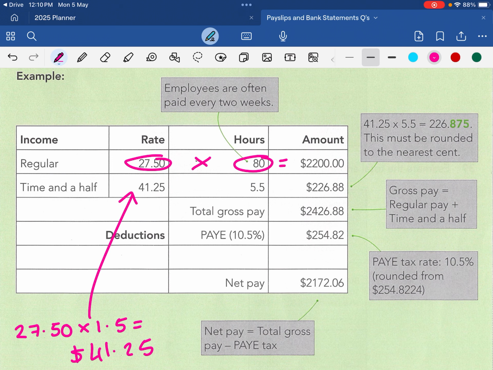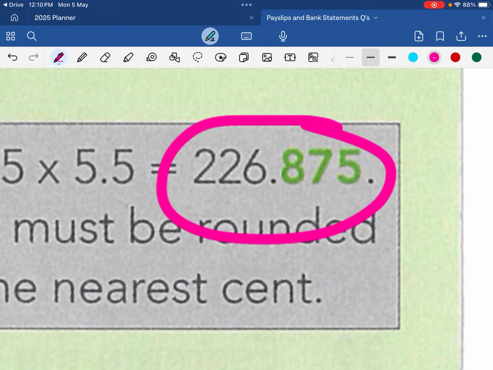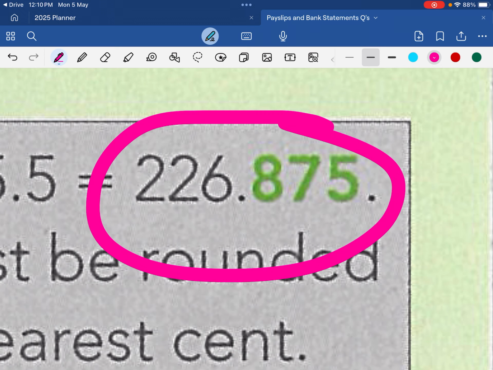And if that person, for example, worked 5.5 hours at that new rate, then you do $41.25 times 5.5 to get the 226.88. If I was to type it directly into my calculator, so 41.25 times 5.5, I actually got this 226.875. But when I'm rounding, we only have 100 cents in a dollar, so I can't pay the third decimal place. I put a line on here.